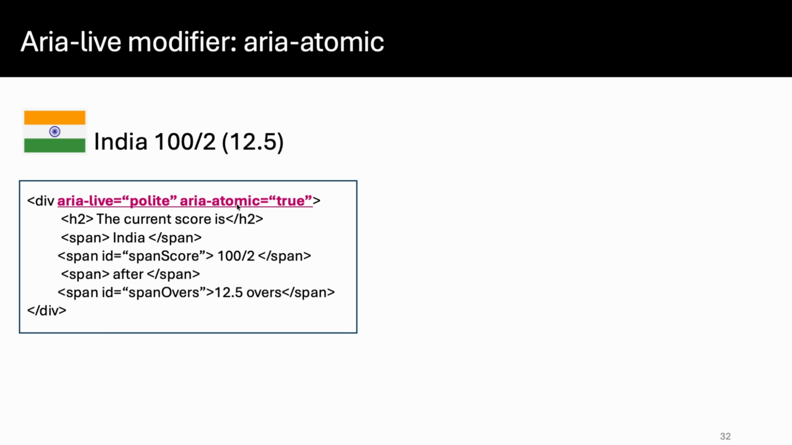Now imagine if I set it to false and change simply the score from 102 to 106 for 2. It will announce 106 for 2. That is not good enough context for a screen reader user. So aria-atomic true tells screen readers to announce the whole region when even a part of it is changed.